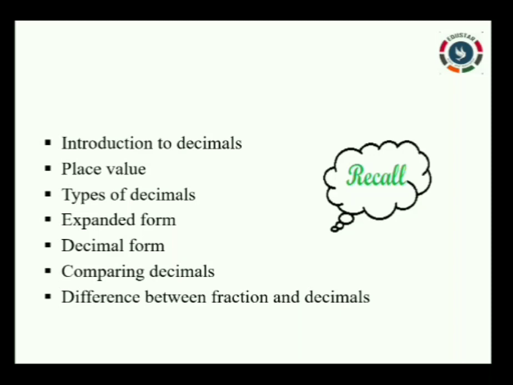Next one is types of decimals. There are two types of decimals, like decimals and unlike decimals. Like decimals have the same number of decimal places and unlike decimals have different numbers of decimal places. Next one is expanded form. They will give decimal numbers, you have to write the expanded form. Next, decimal form. From expanded form, you have to write the decimal form.